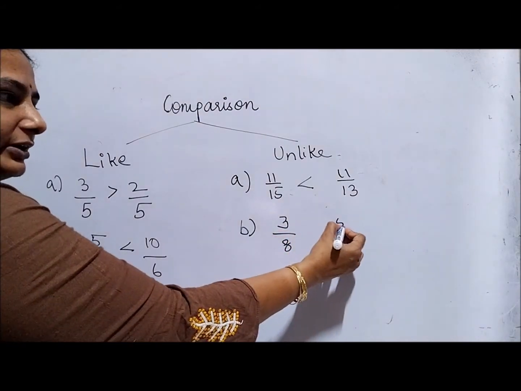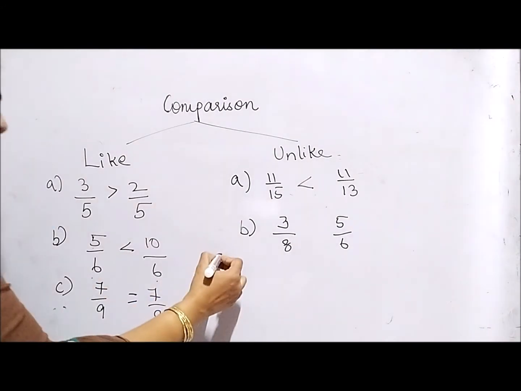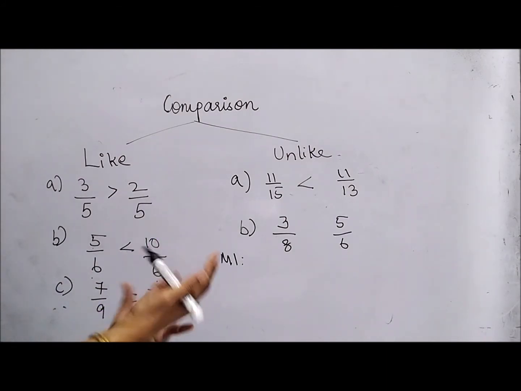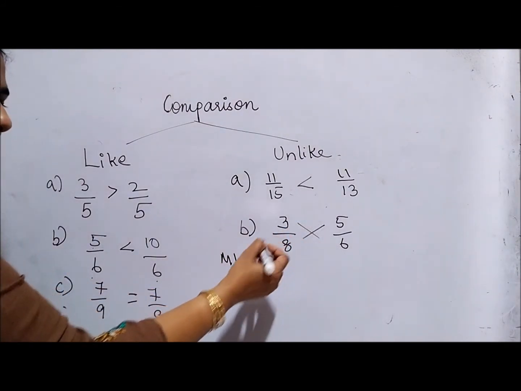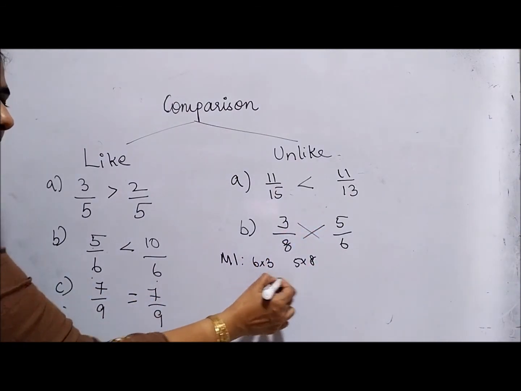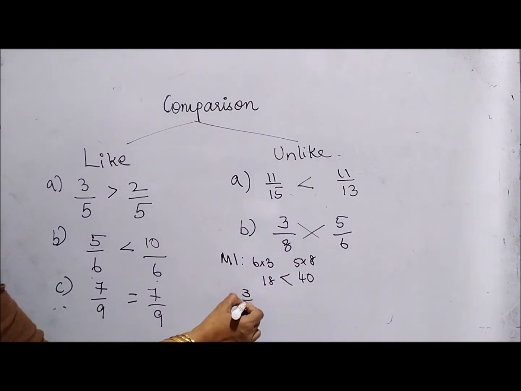Here, the numerator and denominator are different. Two methods are there. Method 1 is useful when you go for your exams, Olympiads and all that. Cross multiply: 6 into 3, 5 into 8, 18 and 40. This is greater, that means this is greater. This is how we do it mentally, to check which one is greater.